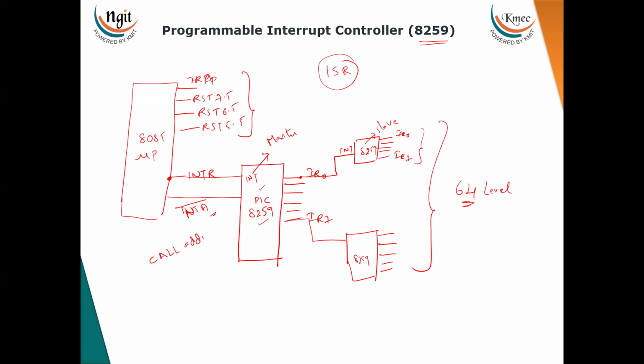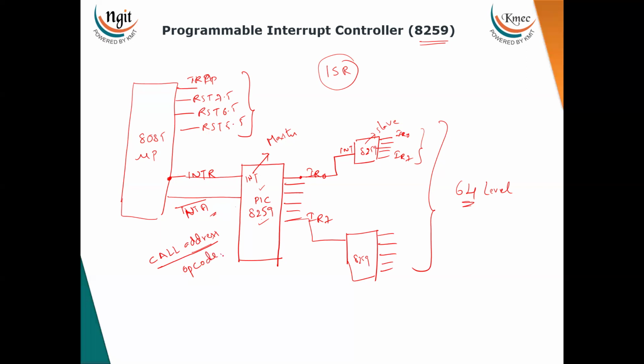Now for the call instruction, you know that once the call and address is given, the processor will jump to this particular address and execute the program over there, and again it will come back to the main program. So after sending the INTA, this programmable interrupt controller will now send the call instruction opcode.